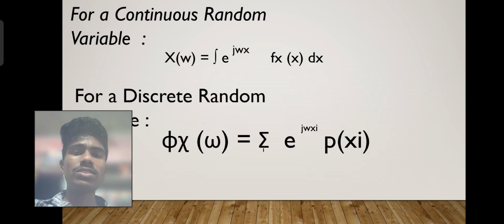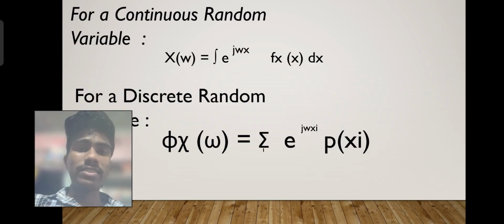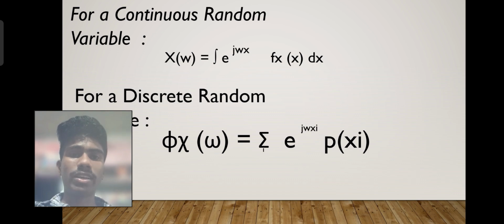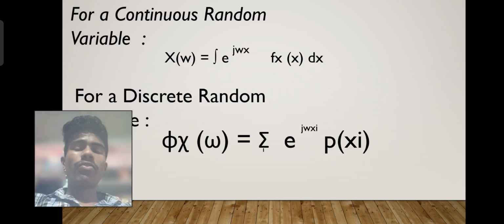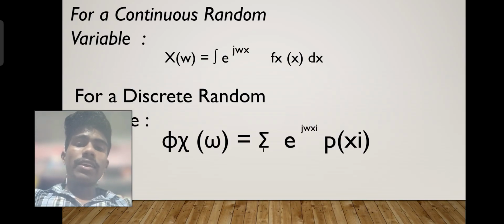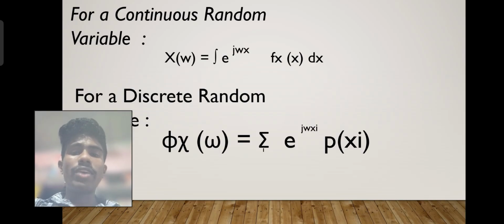Therefore, the inverse Fourier transform of Φ_X(ω) gives the probability density function with the sign of x reversed. Hence, f_X(x) is equal to 1 by 2π times the integral from minus infinity to infinity of Φ_X(ω) e^(-jωx) dω. So the functions Φ_X(ω) and f_X(x) are a Fourier transform pair with the sign of the variable reversed.